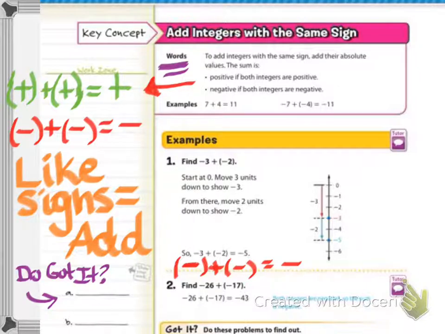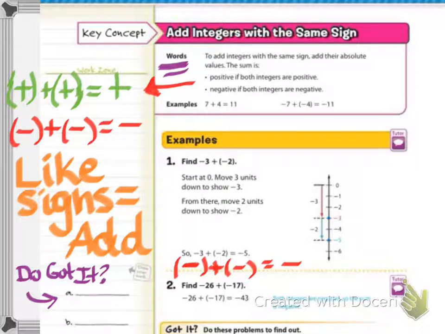Now looking at the example, they also show you with a number line how you could jump on the number line to find your answer. So -3 plus -2, moving up and down the number line, you would land at -5. Thinking about the colors from the chips, the red marked the negative number, so you would have 3 red chips plus 2 red chips, and you would have a total of 5 red chips. And red meaning the answer is negative.